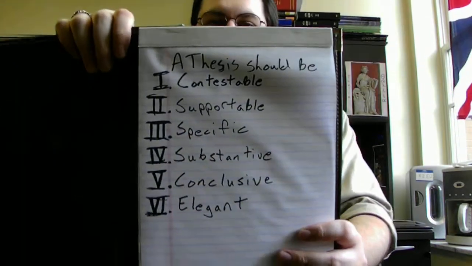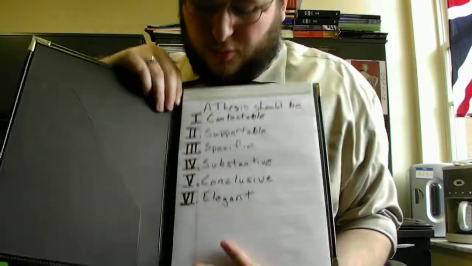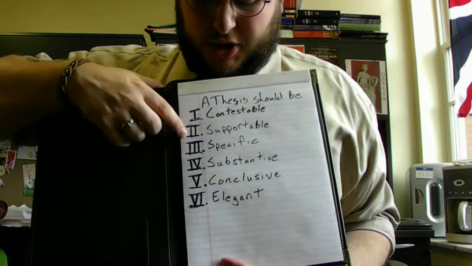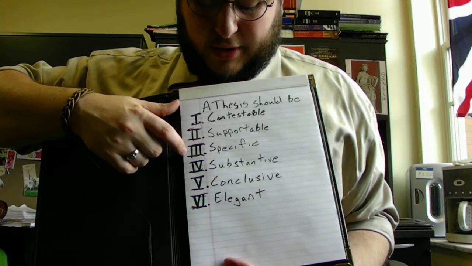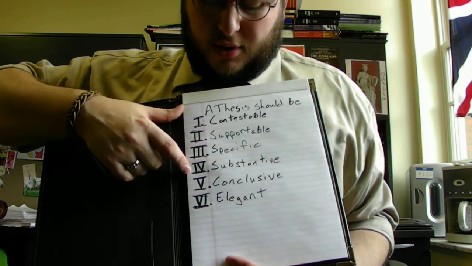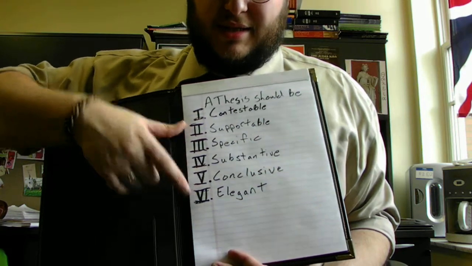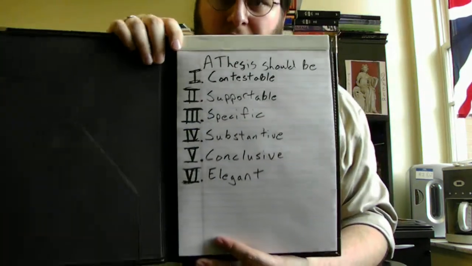How do you write a good thesis statement? This is a thing that a ton of students struggle with. So I'm going to give you guys 6 criteria that go into writing a good thesis statement. So a good thesis statement should be, number 1, contestable. This is big. Number 2, supportable. 3, specific. 4, substantive. 5, conclusive. And 6, elegant. So let's talk about what some of these mean, alright?